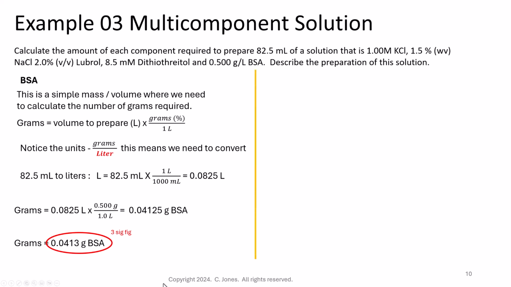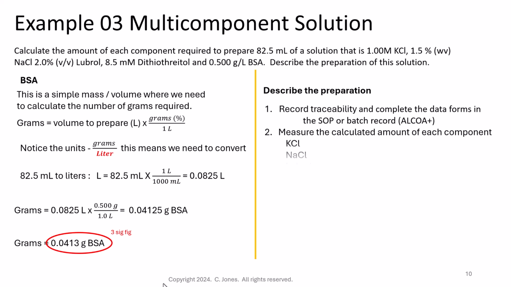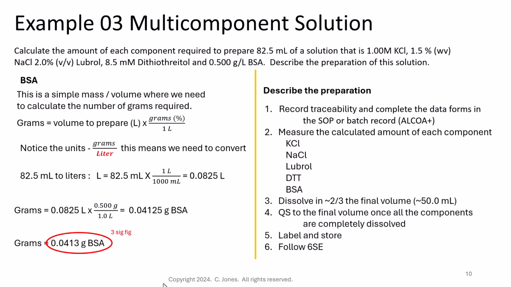And then what's left, describe the preparation, and you should now be able to do this. Record traceability data and complete the data forms to comply with ALCOA Plus as you write in the batch record or the SOP. Measure the calculated amount of each component. Dissolve all those components in 2/3 of the final volume. Once everything is dissolved, QS to the final volume, right? Then label this solution and store it appropriately, right?